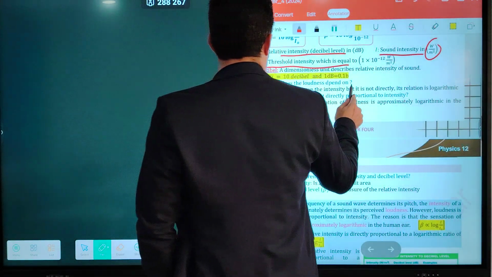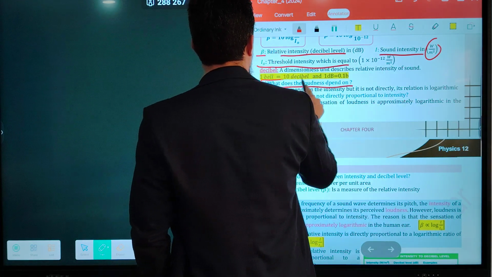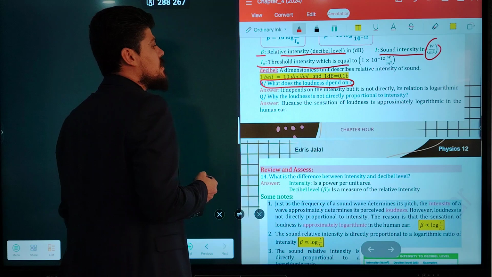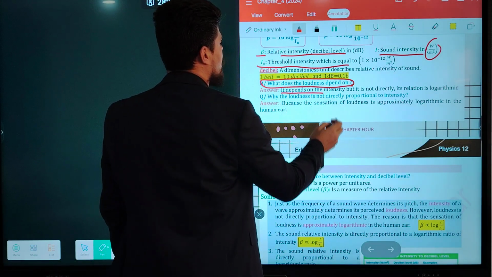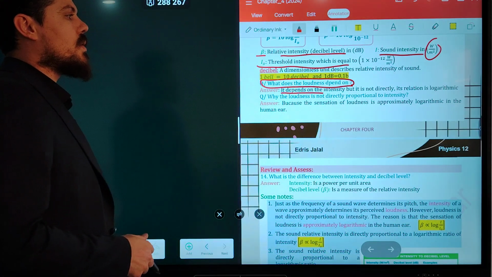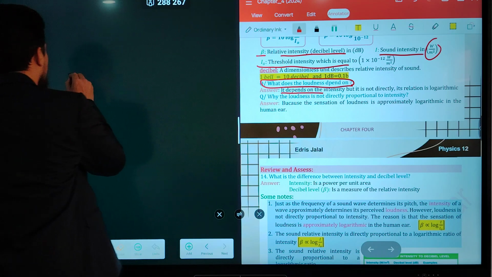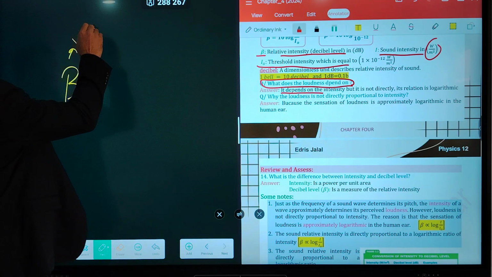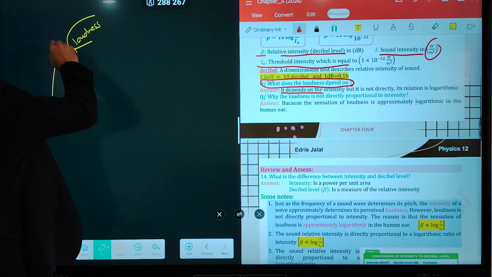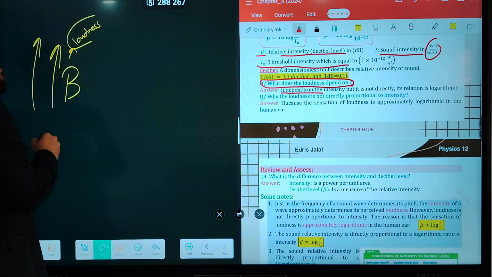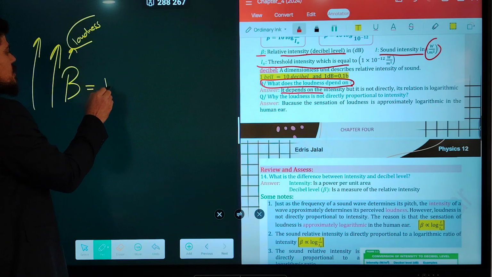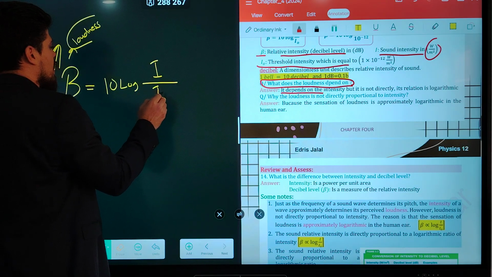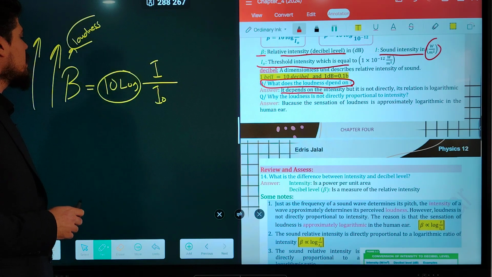What does the loudness depend on? It depends on the intensity, but not directly. This is described as the loudness. When relative intensity gets more, loudness also gets more. But this relation is logarithmic with I naught. Not directly, it is logarithmic.